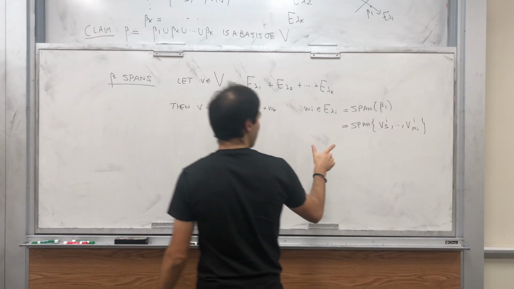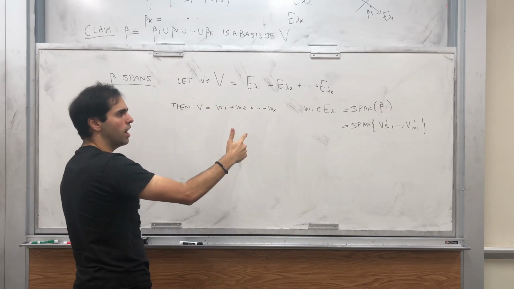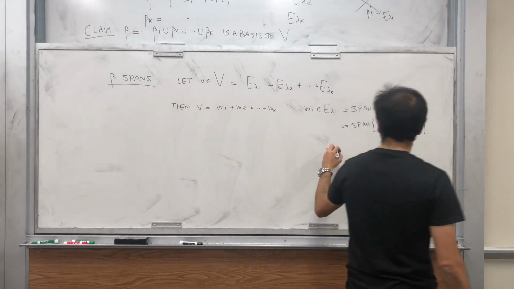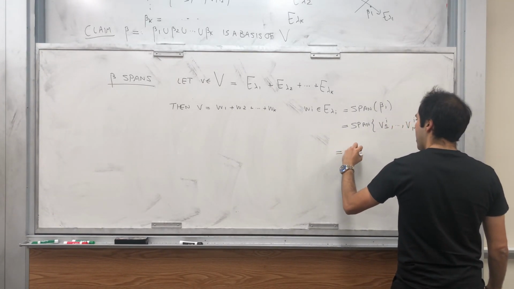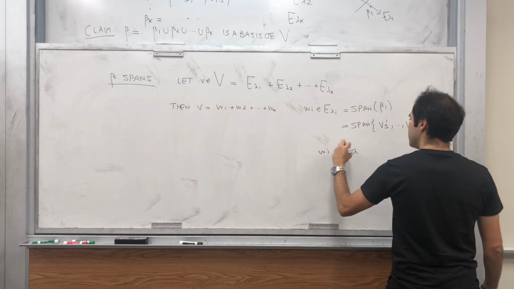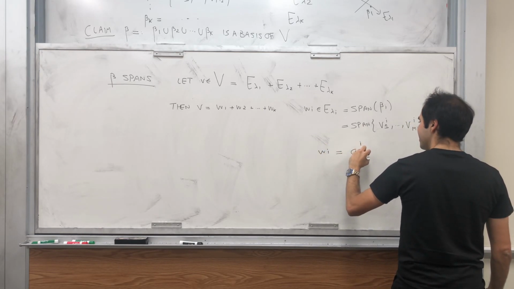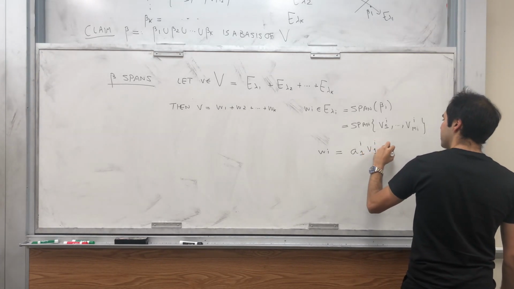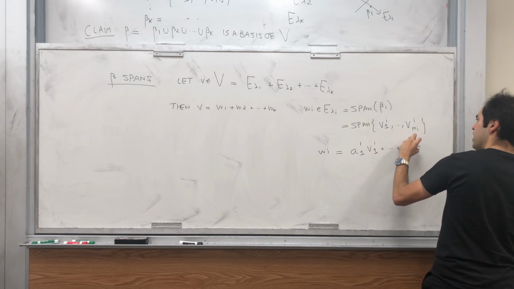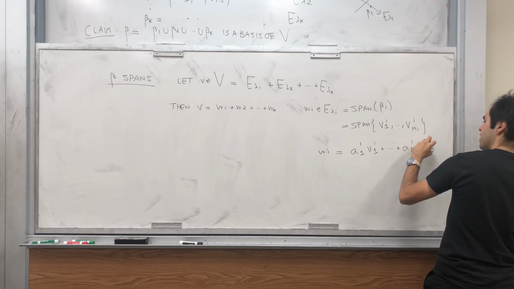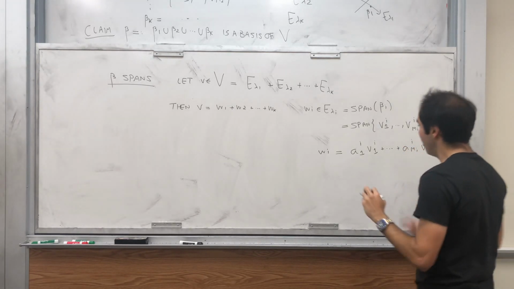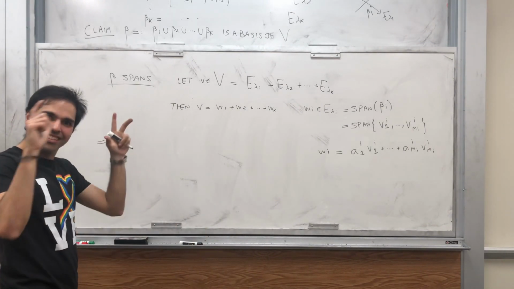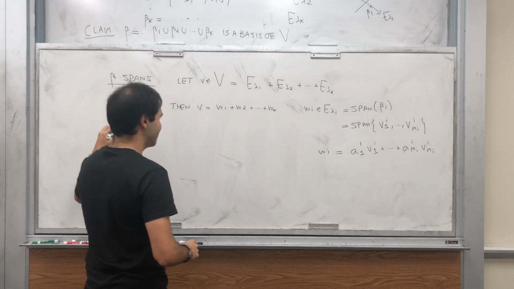So in particular, what do we know? We know wi is just a linear combo of those vectors. So wi equals ai1 vi1 plus dot dot dot plus ai mi vi mi. And lots of i's. It's just like this spider or something with lots of i's. So what do we get?